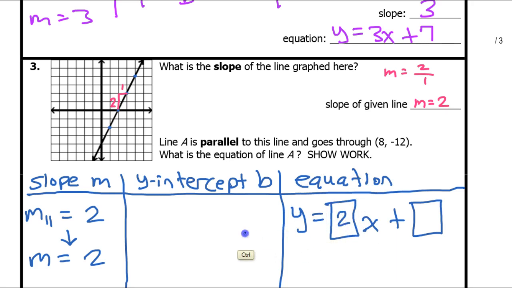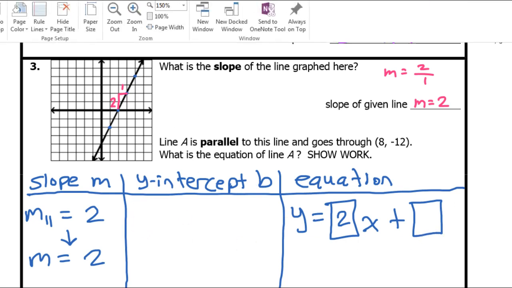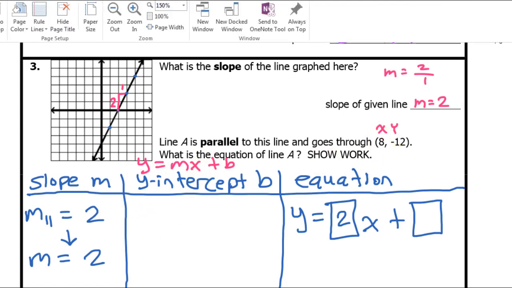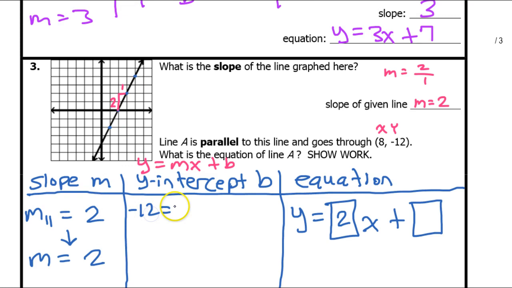Boom. So I can fill that in. So now I need to find the y-intercept, right? So I can fill in the other box. And what I always do for the y-intercept is I say y equals mx plus b. I can get my x and y from here because this is a point on the line. So I start with y. That's going to be negative 12. So I'm going to have negative 12 is equal to m, which is 2, x, which is 8, and then plus b.